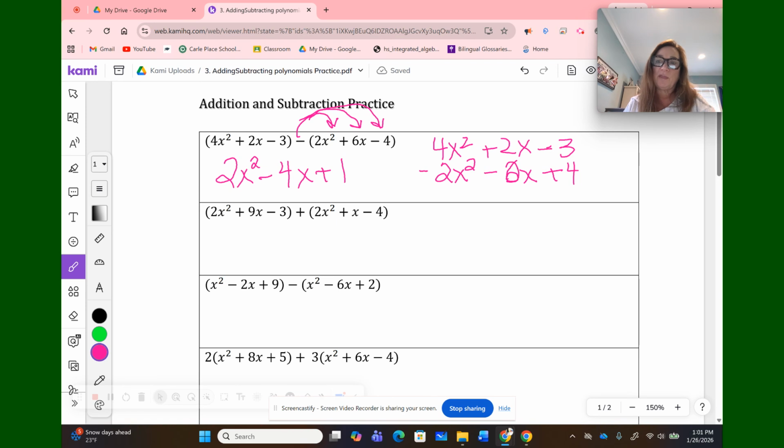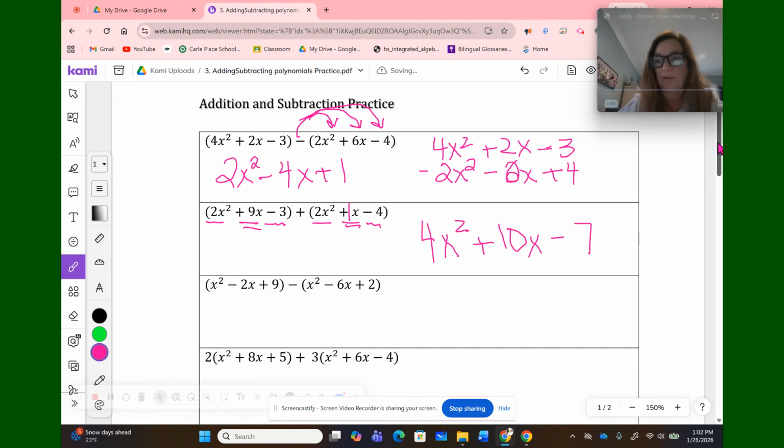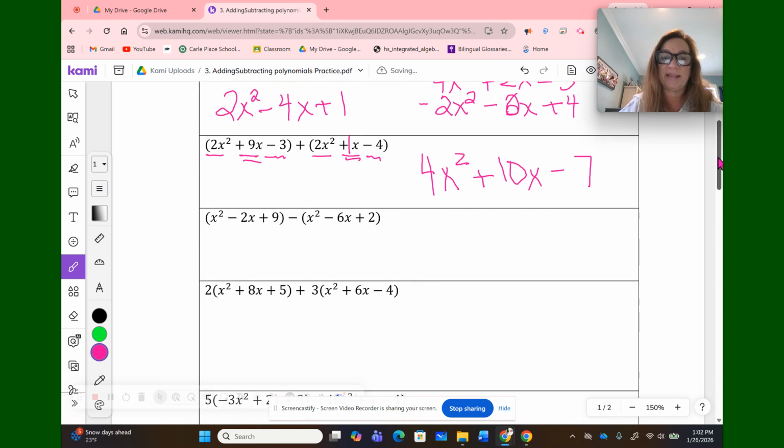Okay, so the only thing you really have to be careful of is distributing the negative sign. When it's addition, you're just combining like terms. So you have the 2x squared and the 2x squared, 2 plus 2 is 4. You have the 9x and the x, which is the same as 1x, which becomes 10. And then you have the negative 3 and the negative 4, which becomes negative 7.